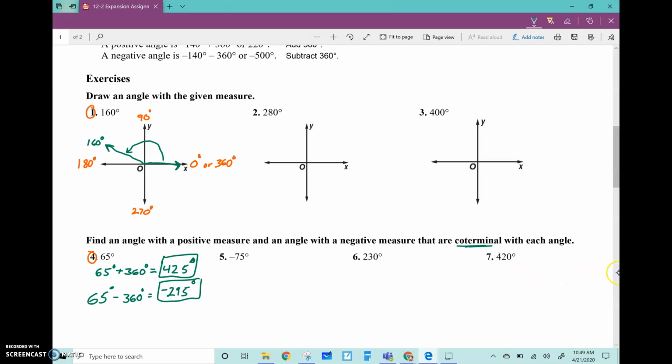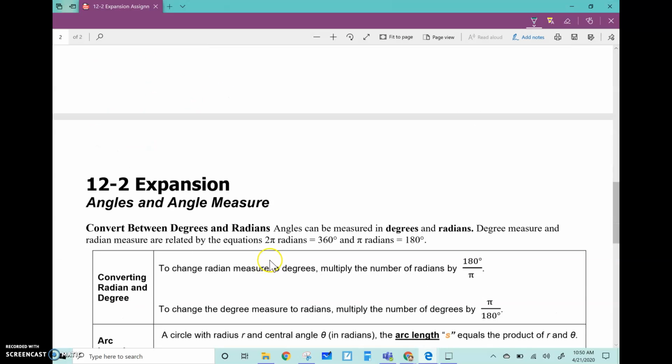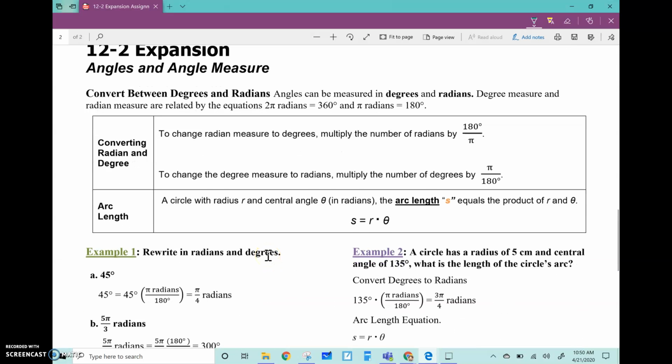All right, moving to the second part of your expansion. We're going to scroll down here. We're going to be converting from radians to degrees and degrees to radians. I've cleaned up this chart and tried to make bullet points for you. This 180 over pi and this pi over 180 comes from these equations up here. To change from a radian to a degree, we have 180 over pi. To change from degree to radian, we just reciprocate and we get pi over 180. There's a reason why we do that, and we'll go over that.